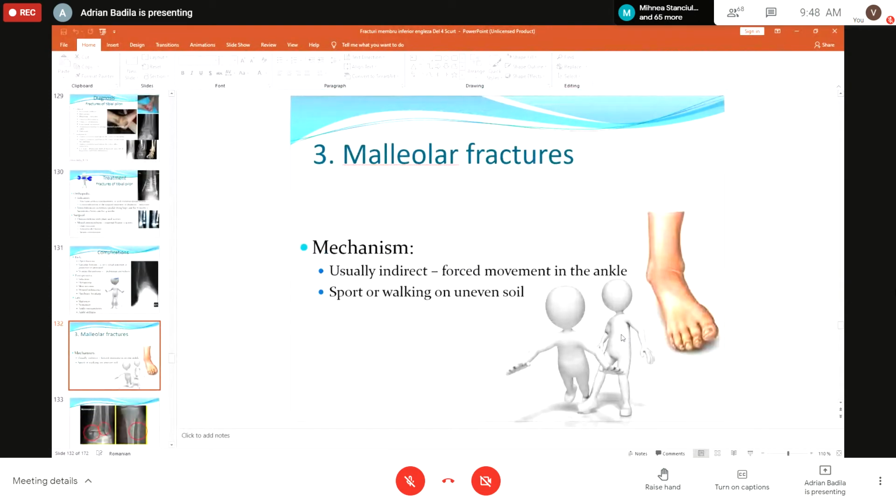The malleolar fracture. Malleolar fractures mean fractures of the lateral malleolus, of the medial malleolus, of both malleoli, or the so-called trimalleolar fractures. And we will discuss each of them. The usual mechanism is the indirect mechanism. It's a forced movement in the ankle, like here in varus, or on the other side in valgus. That happens in sport accidents or on walking on uneven soil.